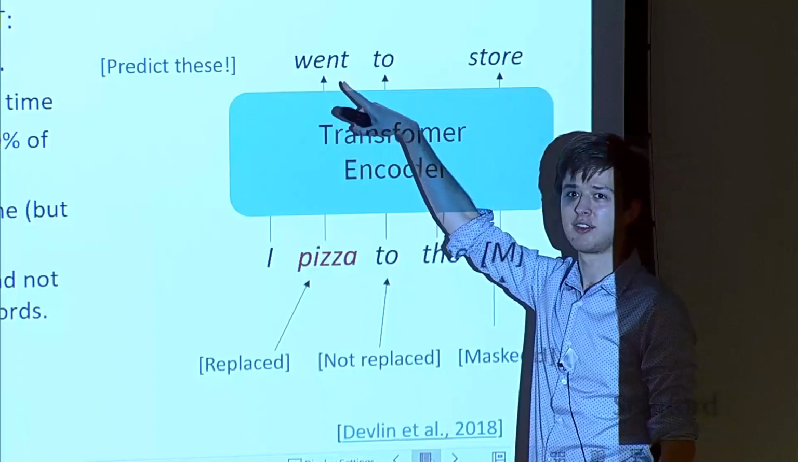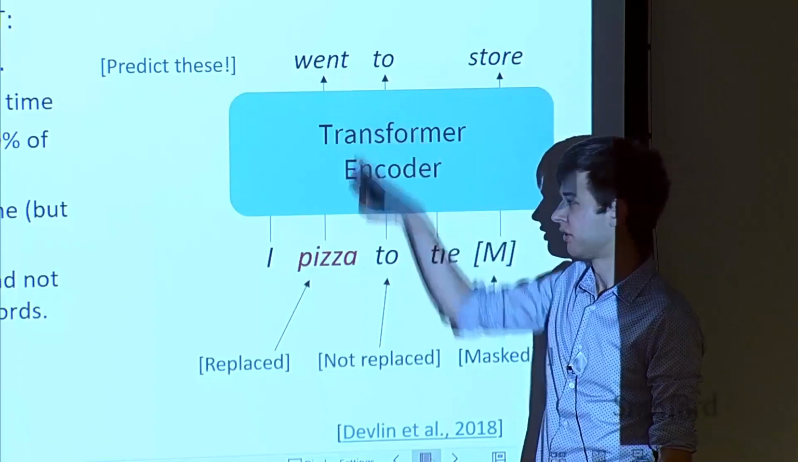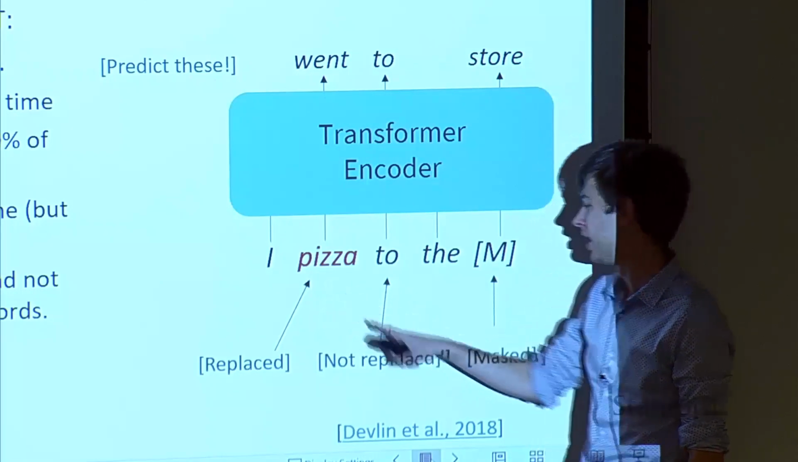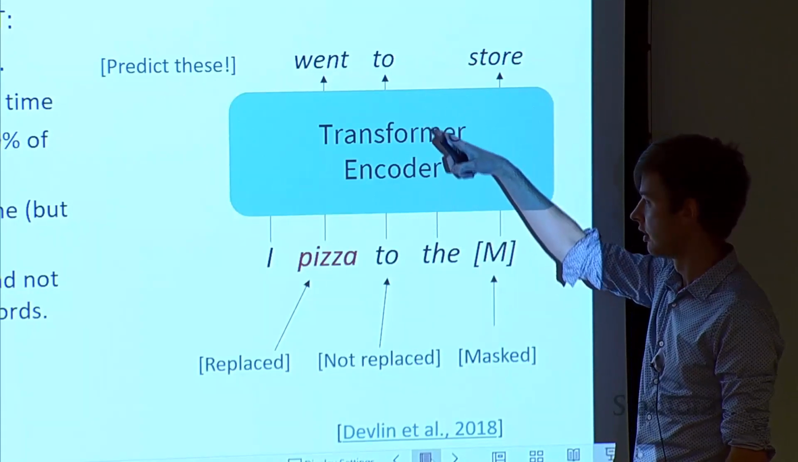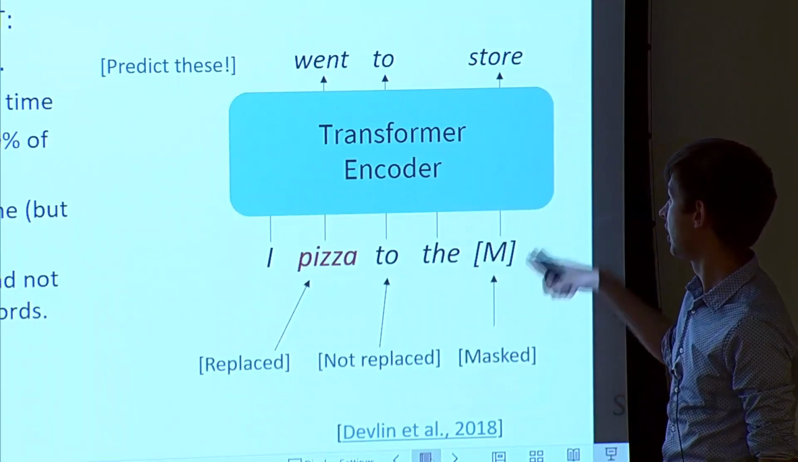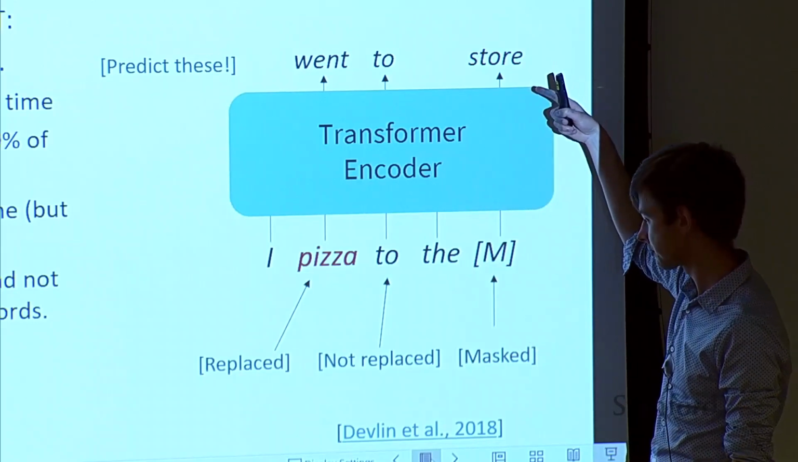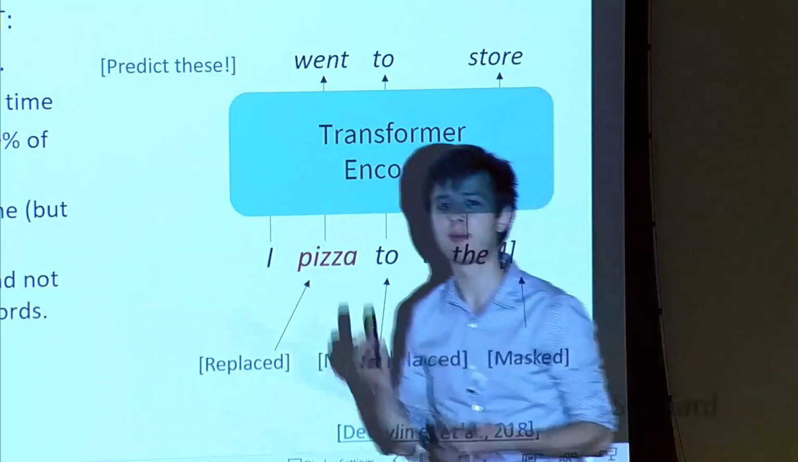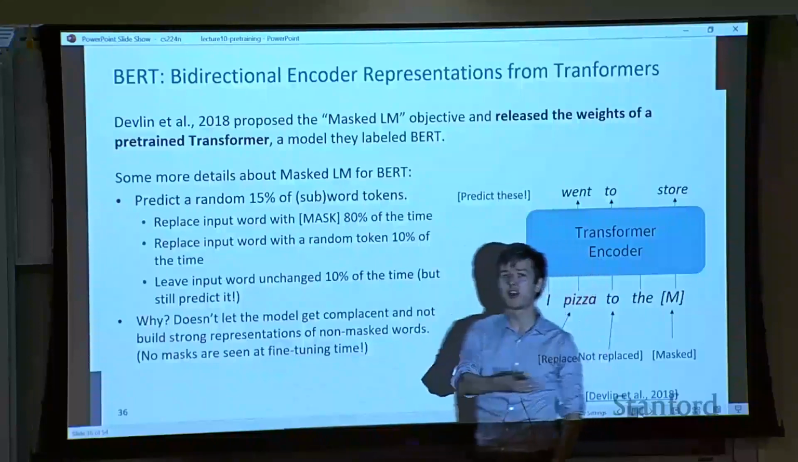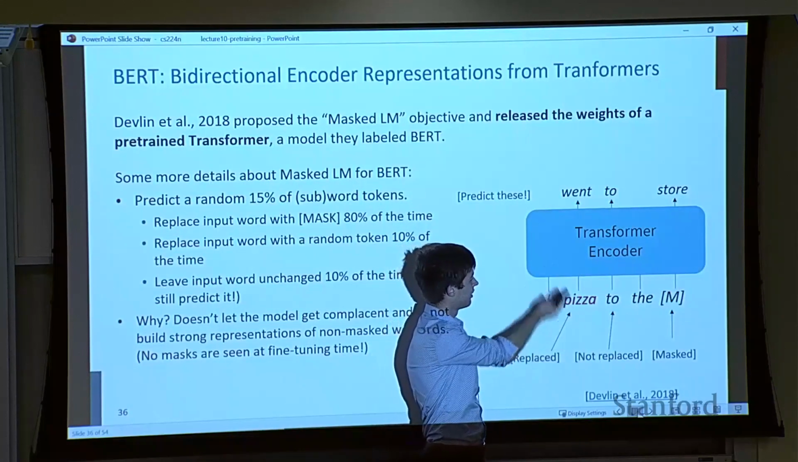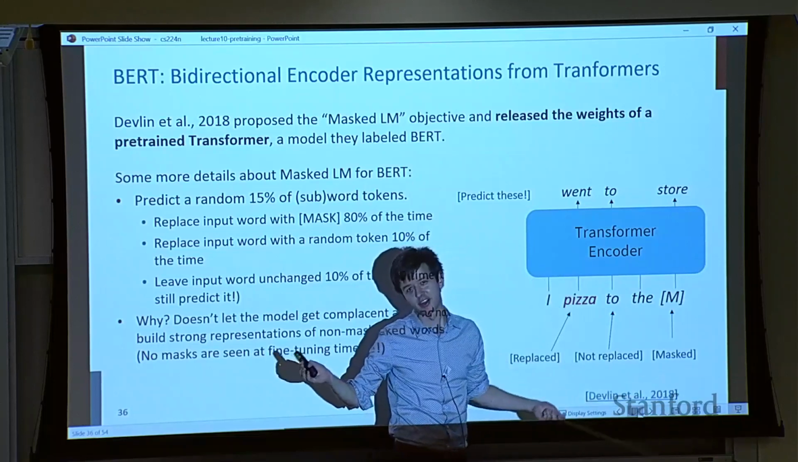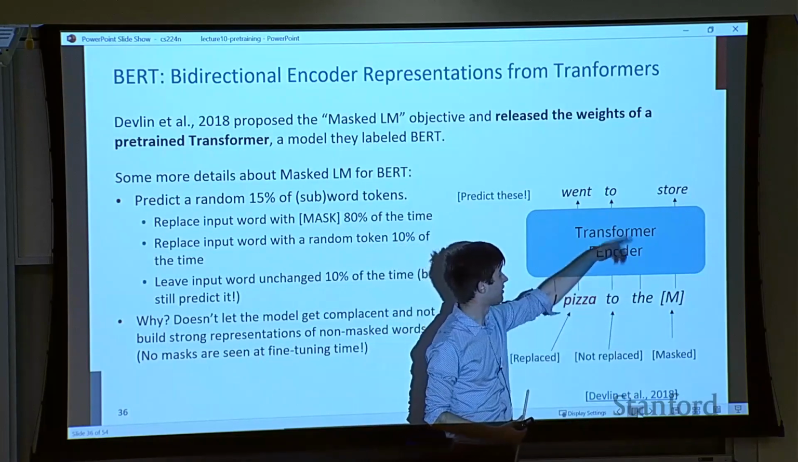It needs to predict that this word is actually went, so I replaced this one. It needs to predict that this word is in fact the word to. And then it needs to predict that this word is in fact store. Now, as a short interlude, you might be thinking, John, there's no way the model could know this. It's so underspecified. Okay, iPizza is a little weird, I admit, but there's just no way to know that this is store and went into.